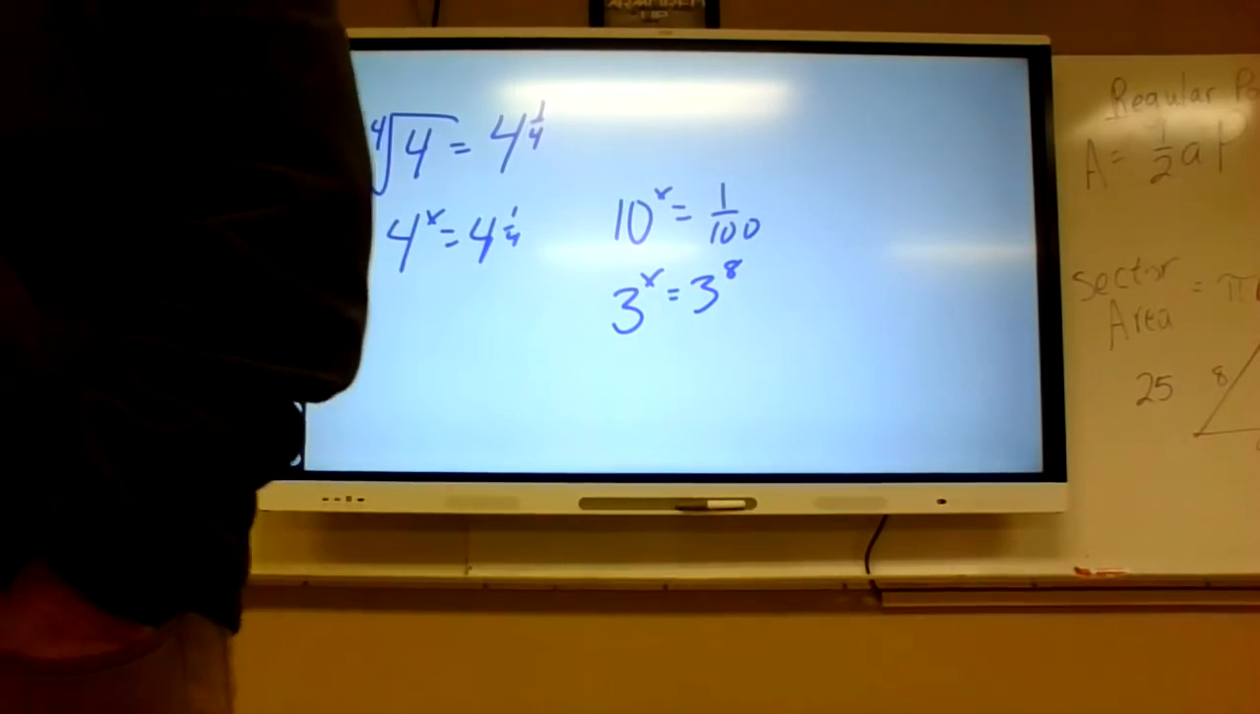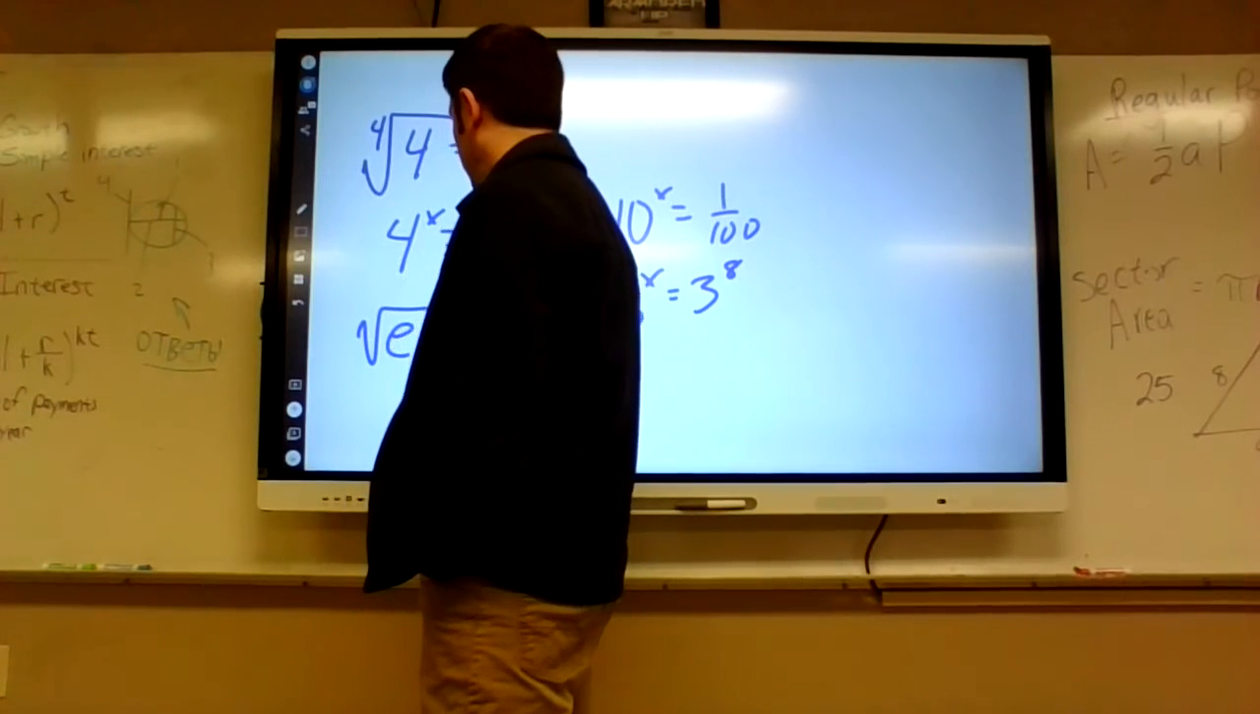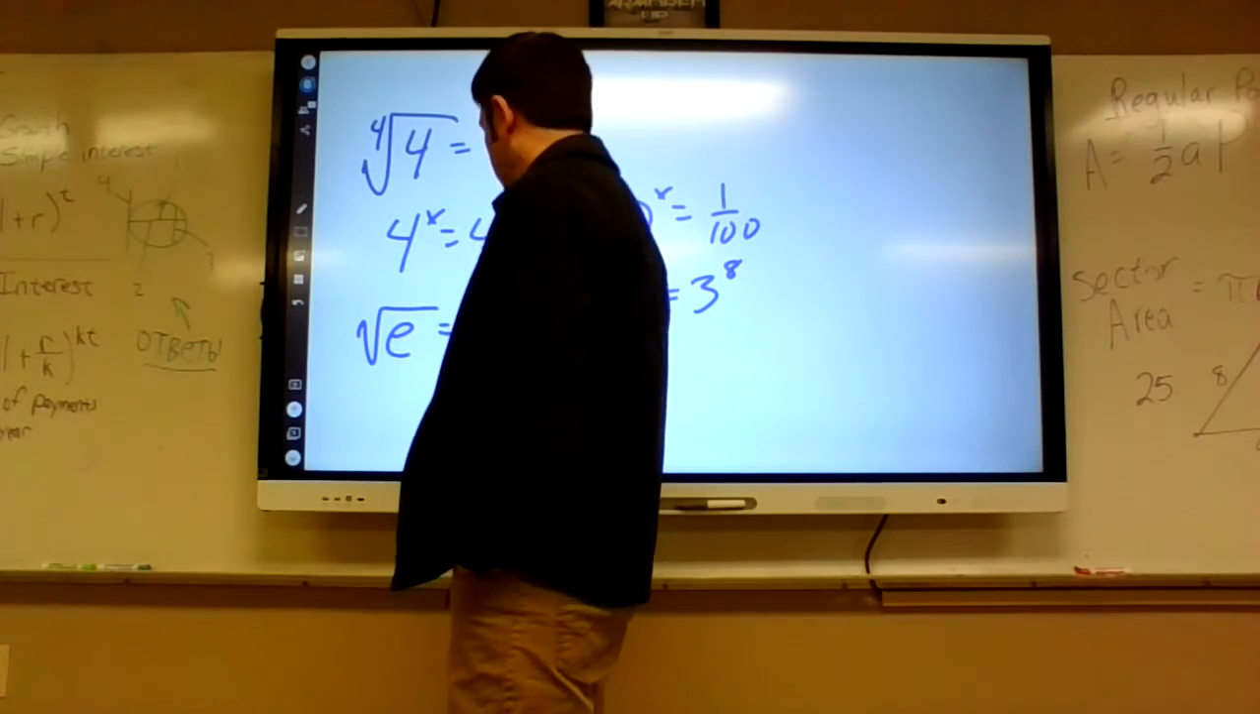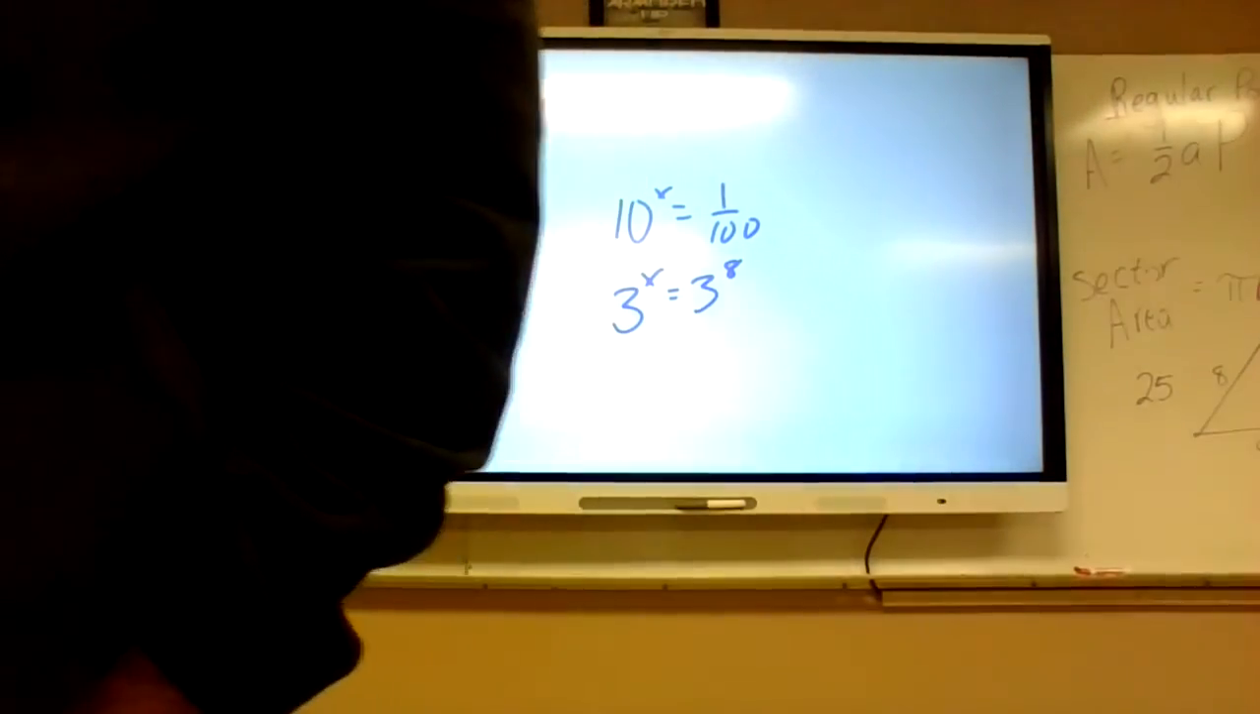For D, what is the square root of E in exponential form? 1/2. Yeah. So E to the what equals E to the 1/2. 1/2.